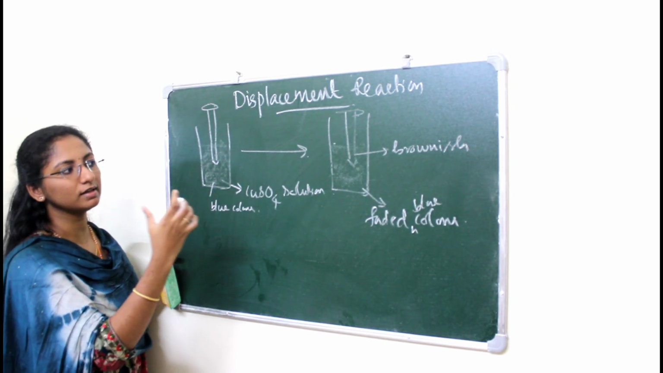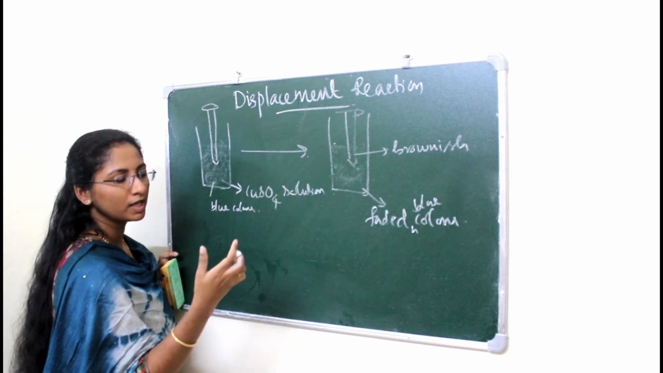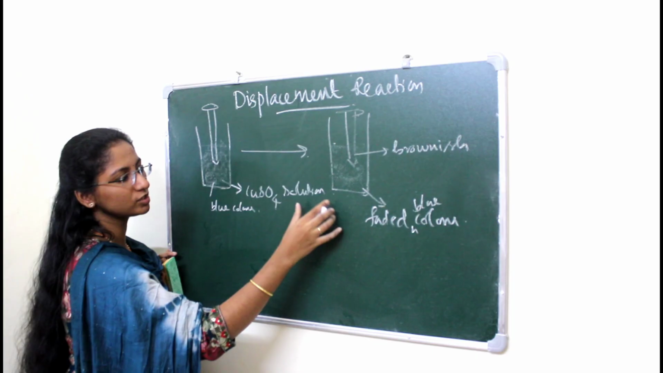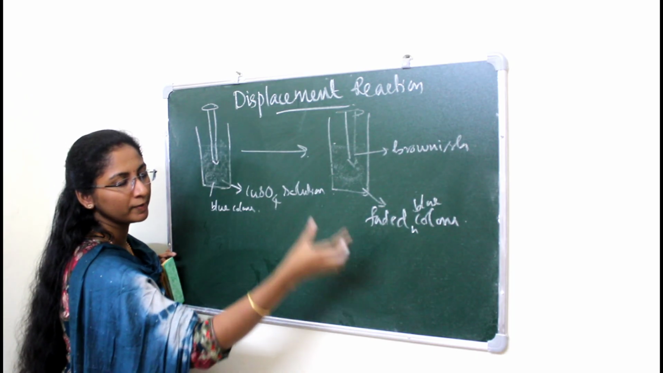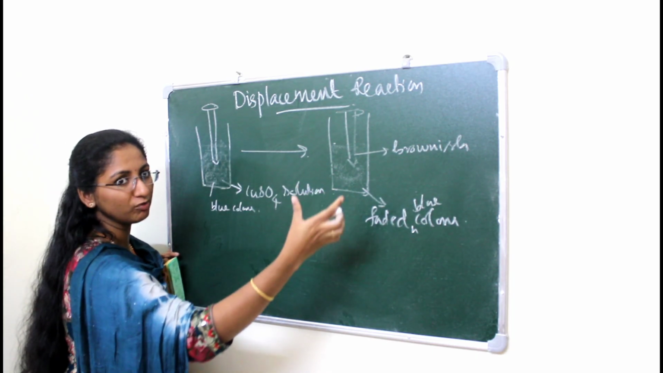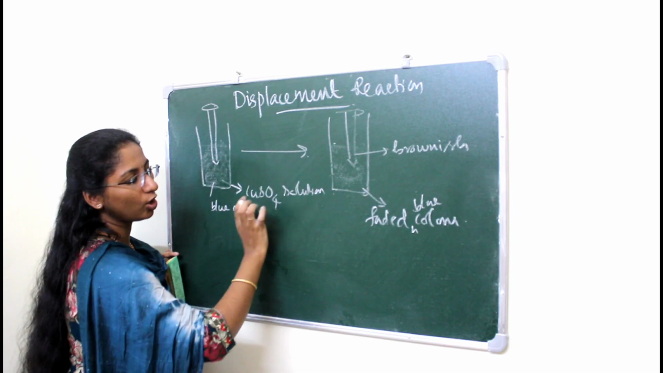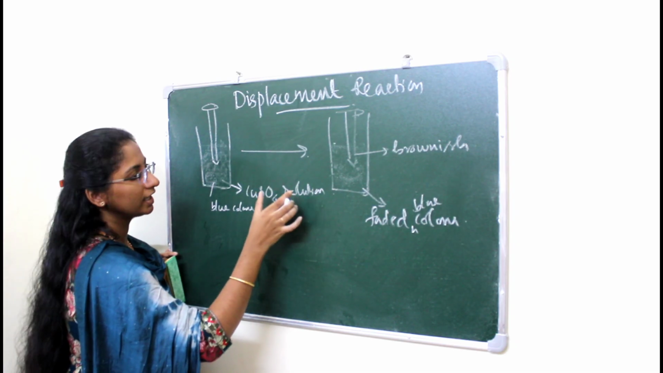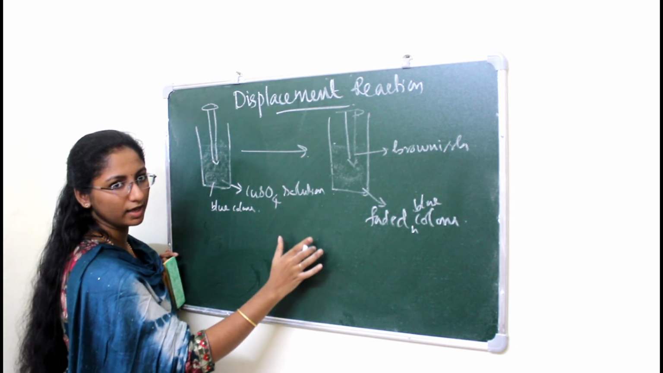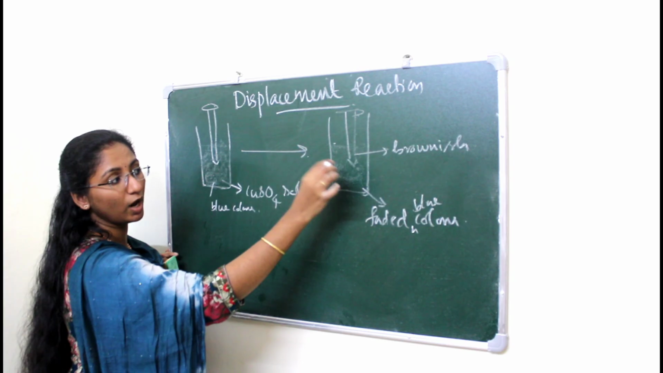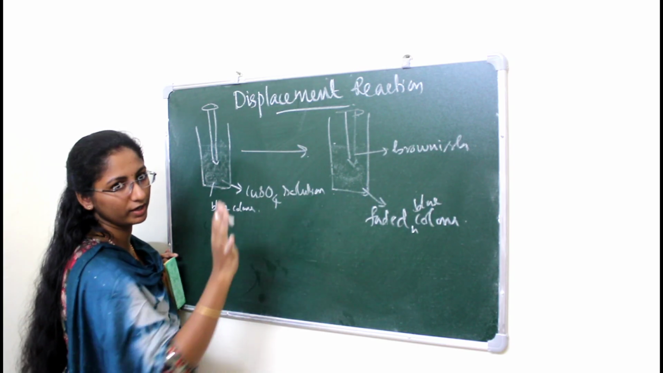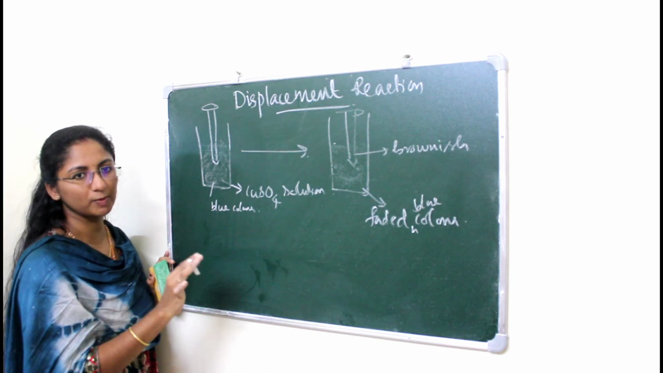Okay, so what is this brownish color? And why is the color of this copper sulfate faded? And if you keep it for more time, what is the observation? The copper sulfate solution's color changes from blue to colorless, and there is brownish color deposition on the iron nail. Okay, so that is the experiment.